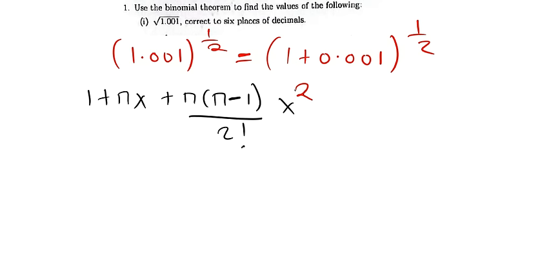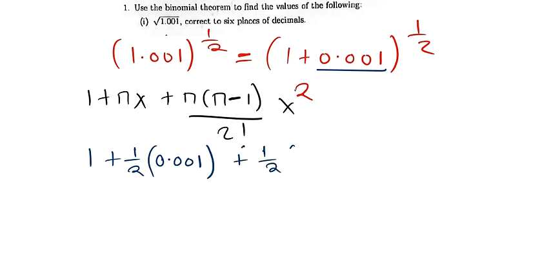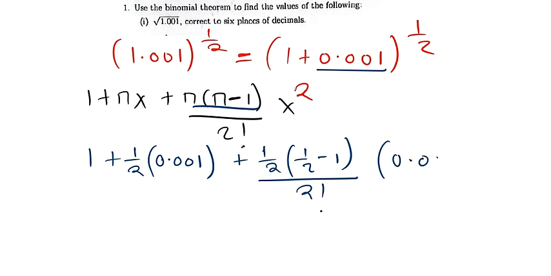Let's try to substitute. So our value of n is half in this case. So we have 1 plus half, and then our value of x is 0.001. If you want you can take that into a fraction, but I'll take it as it is, plus our n is half, again half minus 1, I'm just substituting there, divided by 2 factorial, and then we've got x squared, which is of course 0.001 squared.